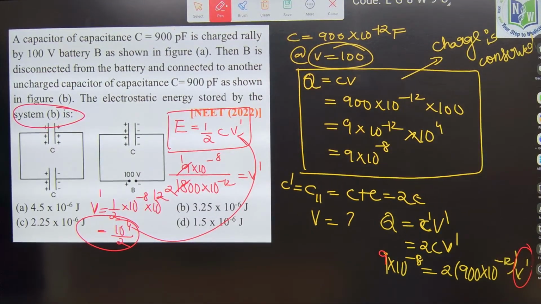Yes, I guess it's visible now. We'll go for the next question.